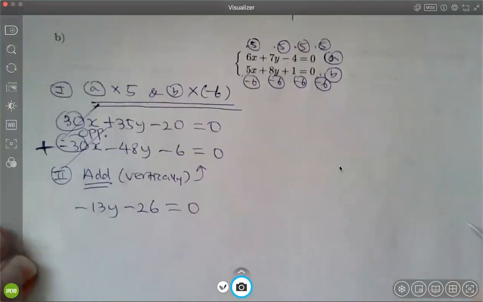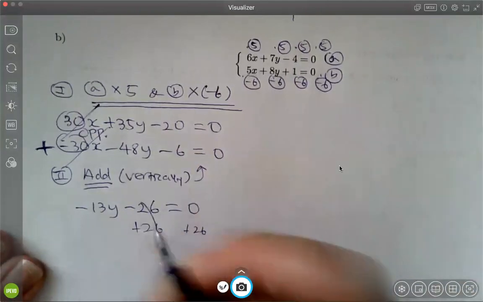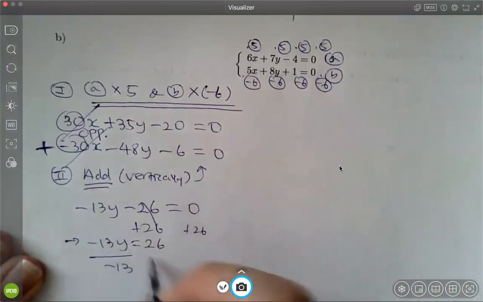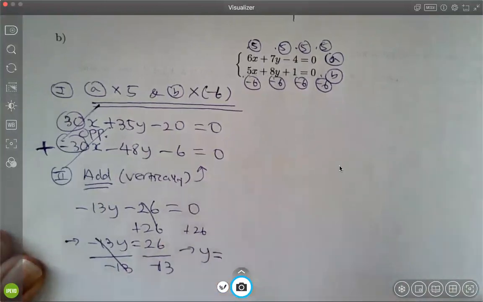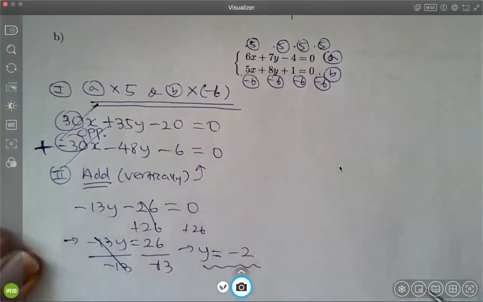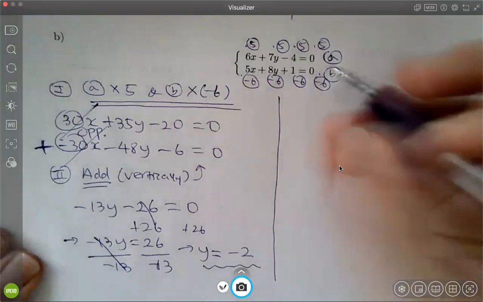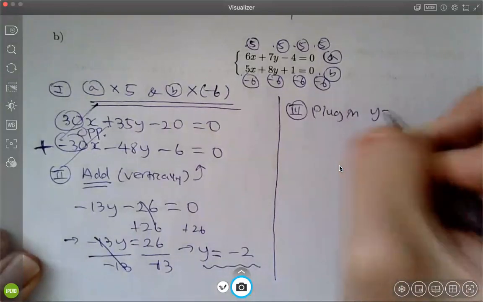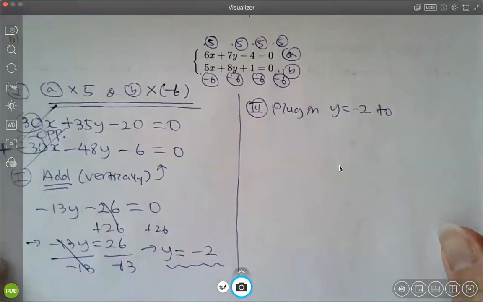Okay, so now, where do you go from here? So add 26. So -13y equals 26, and then divide by -13. So what's the value of y? -2? Is that right? Okay. So now, plug in y equals -2 into either equation, right?